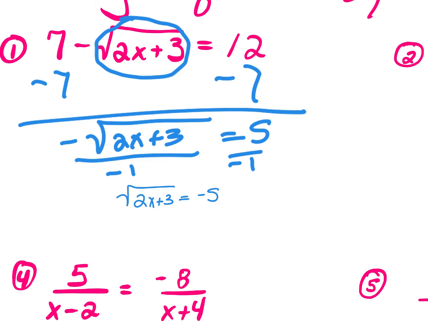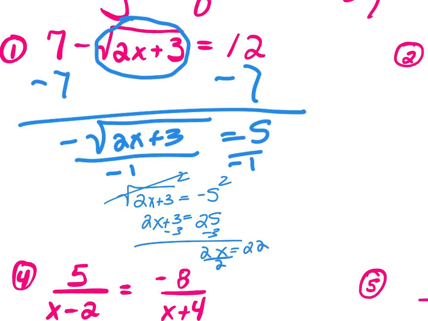And now to get the square root to go away, we square both sides, because when you square a square root, it cancels out. So you have 2x plus 3 equals -5 squared is 25. And then I'm going to subtract 3 from both sides. So we have 2x equals 22. Divide both sides by 2, and x equals 11.